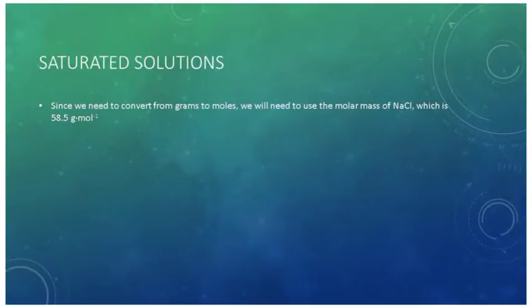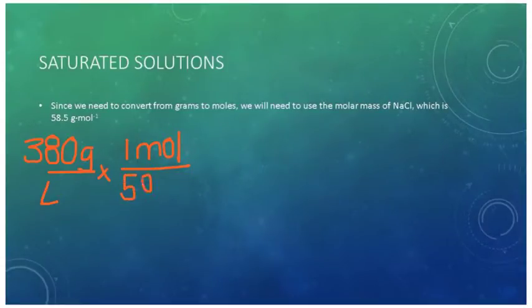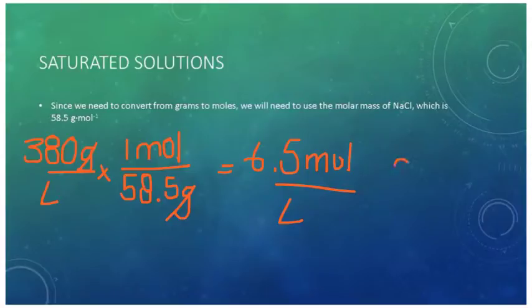Since we need to convert from grams to moles, we need to use the molar mass of sodium chloride, which is 58.5 grams per mole. So we have 380 grams per liter. We're going to multiply that by 1 mole for every 58.5 grams. The grams cancel out. We then end up with 6.5 moles per liter, or 6.5 molar.